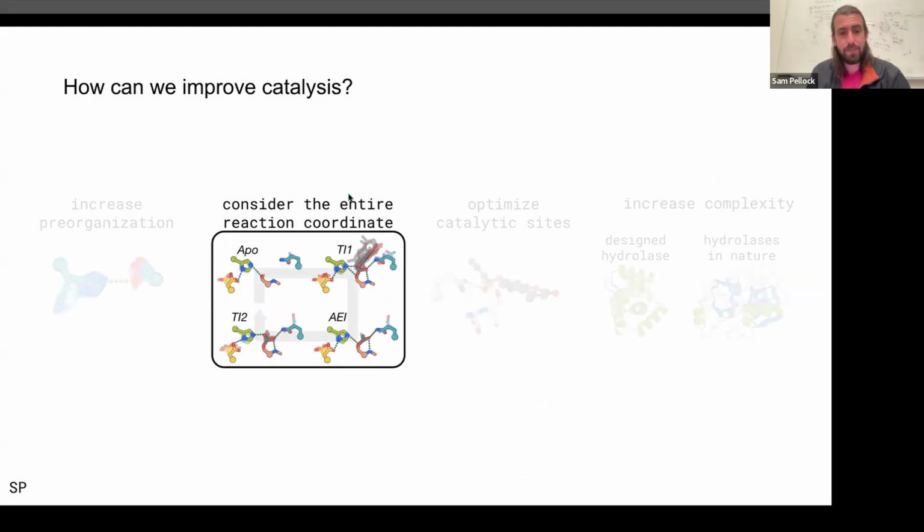Yeah, so we were happy to make active enzymes. We were happy that they looked like the design model. But they weren't all that good. So, what can we do to try to improve catalytic efficiency? And so one thing we could do is try considering all these other states that are involved in the catalytic cycle.